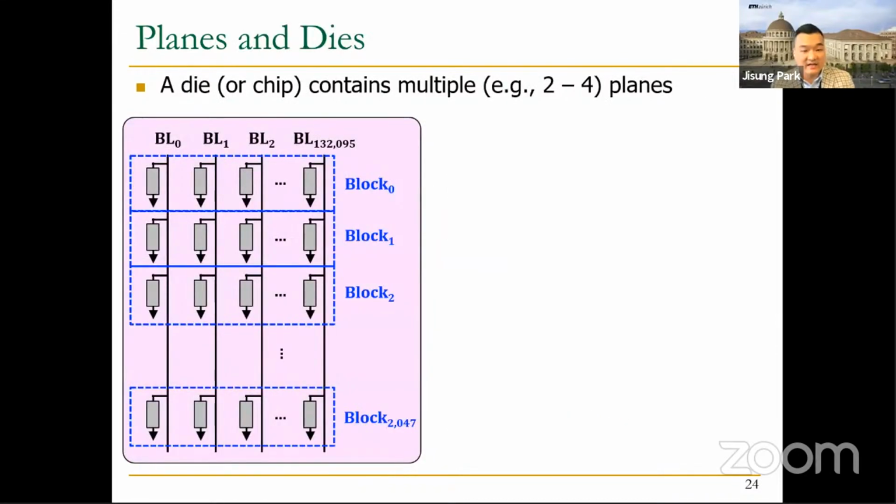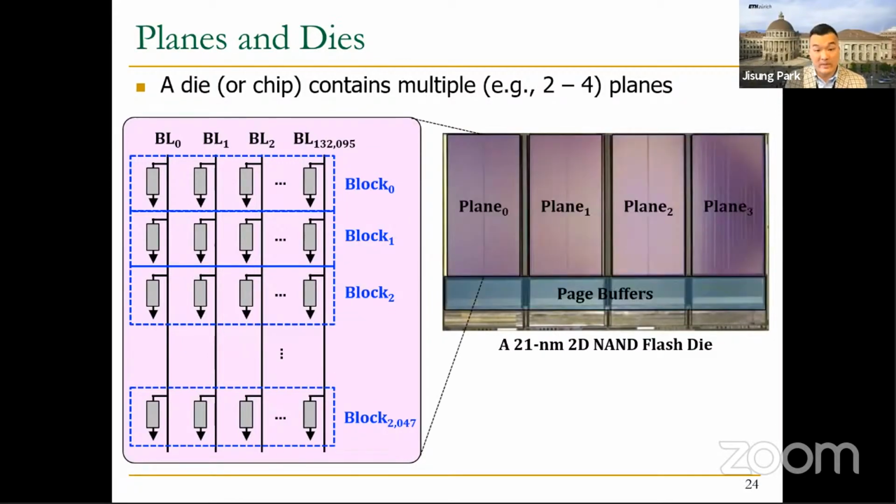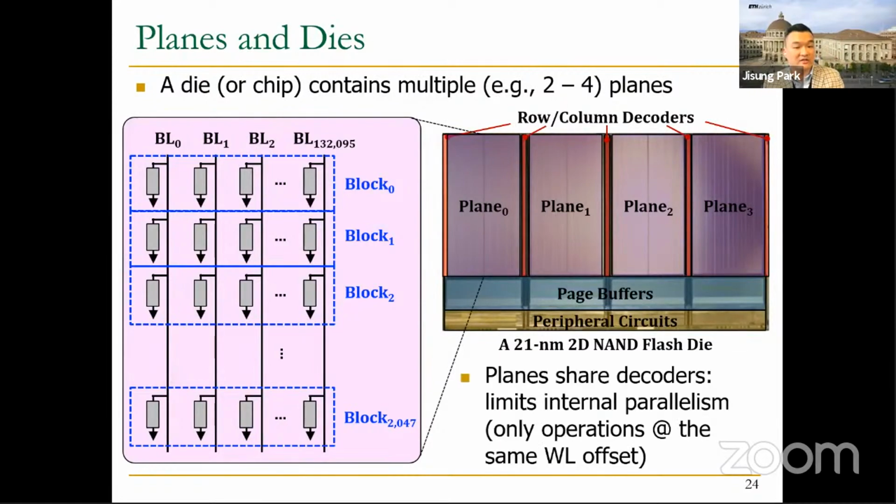And a NAND flash die, often also called a NAND flash chip, contains multiple planes, 2 to 4 planes, for example. And this is a picture of a 2D NAND flash die that is fabricated in a 21 nanometer technology node and contains 4 planes, page buffers, and other peripheral circuits, including row and column decoders. So planes in a die typically share the decoding logic, so they can concurrently operate only in limited conditions. For example, only for the same type of operation at the same word line offset.